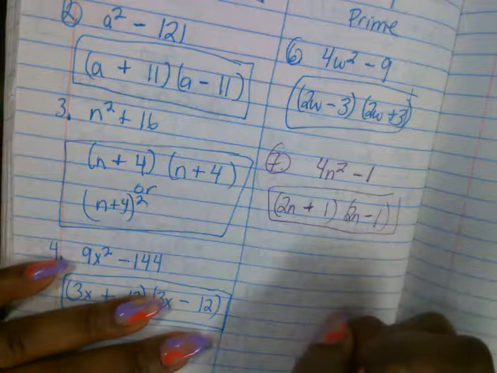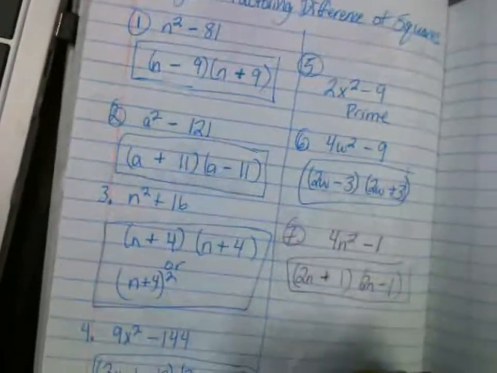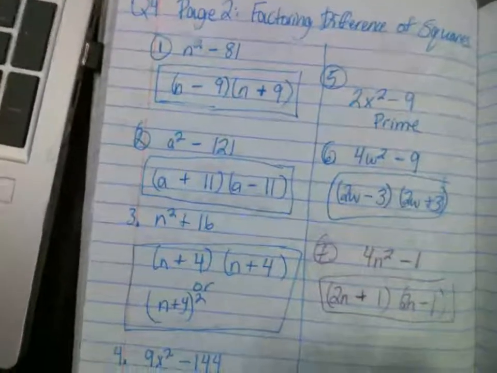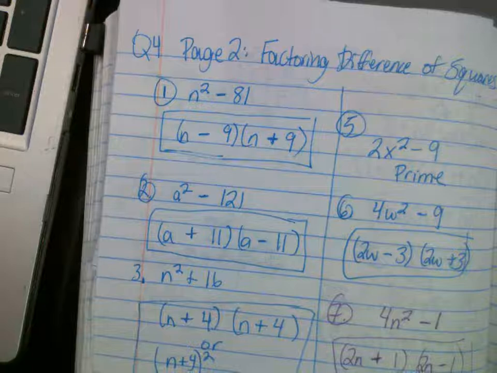What page number is this? 2. Quarter 4, page 2.